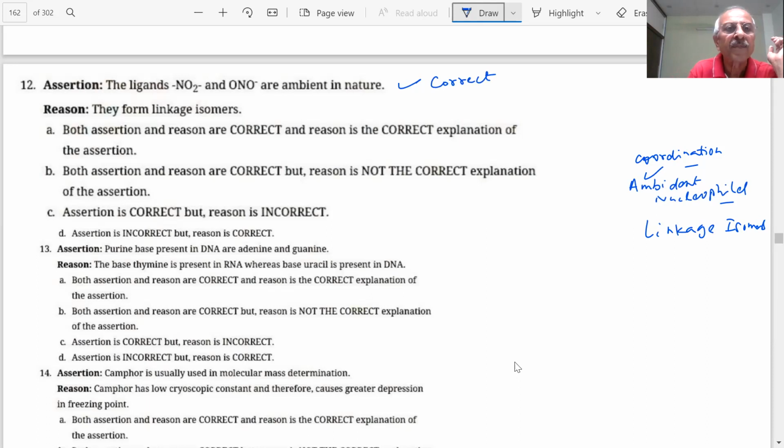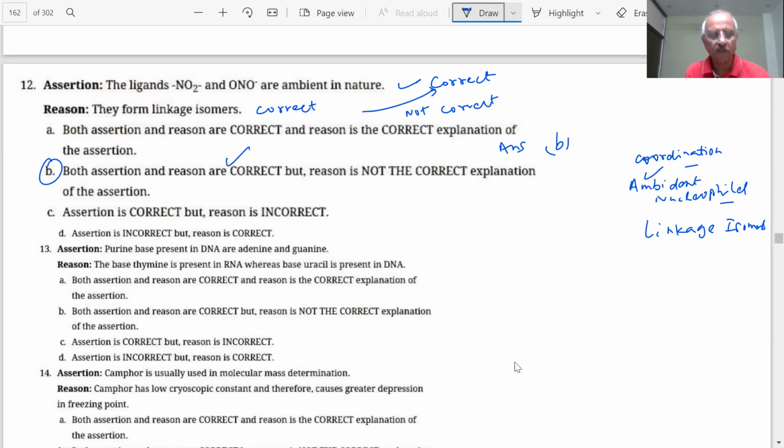Then they form linkage isomers. That is also the correct statement. But is this the correct reason for this? They are both correct. But the correct reason is not this, student, that they can form linkage isomers, therefore they will behave like ambident nucleophiles. This is not the correct explanation. So both assertion and reason are correct, but the reason is not the correct explanation. Answer will be B. Answer B here.